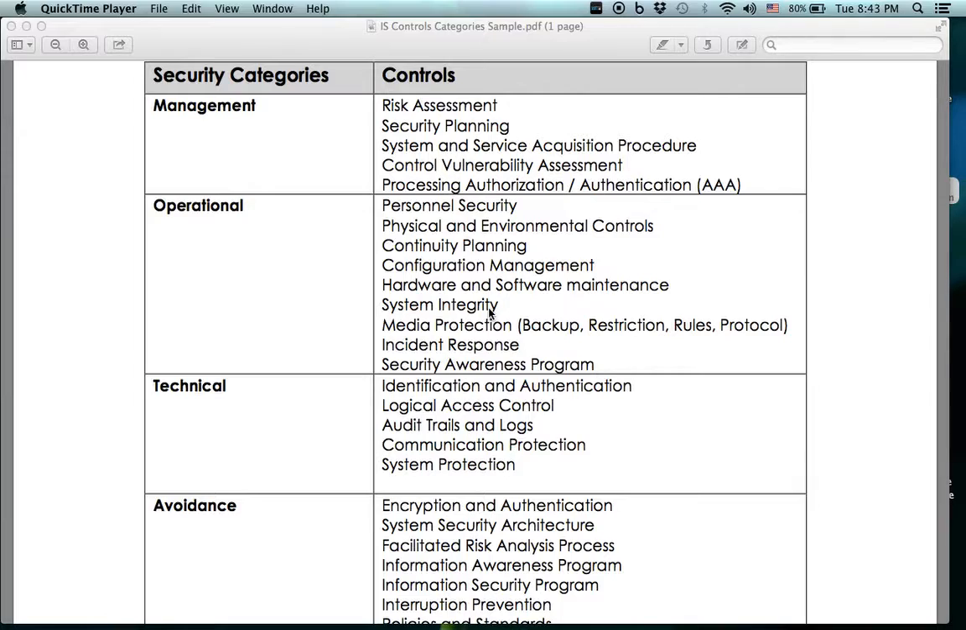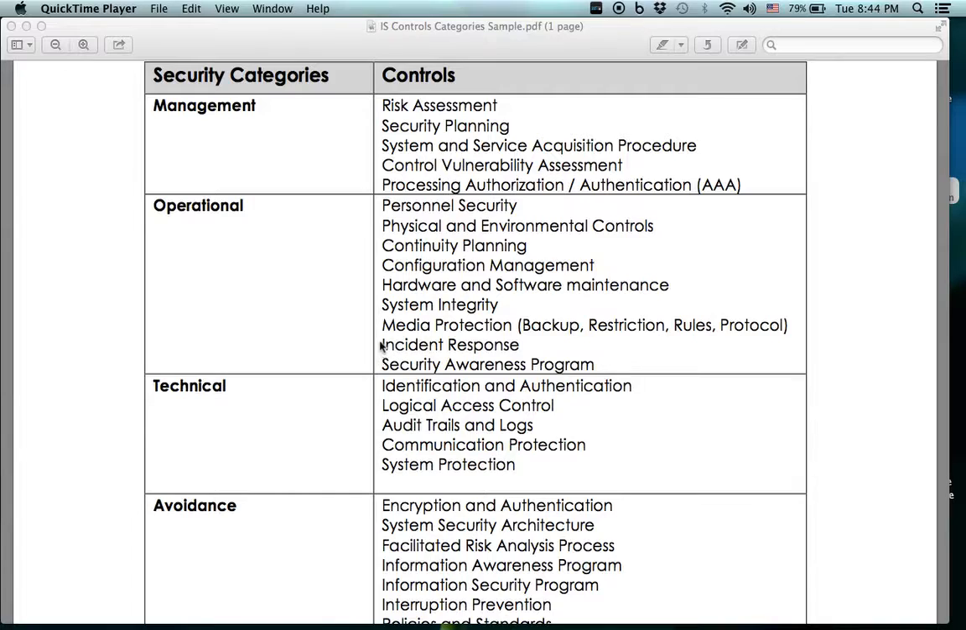So we need to make sure the integrity of the system and the effectiveness of practice are in place. The next is media protection. We're talking about the backup restriction rule and protocol, and also restoration.